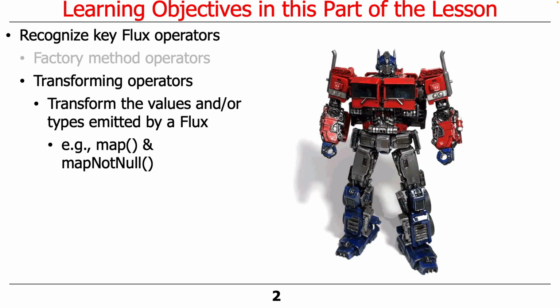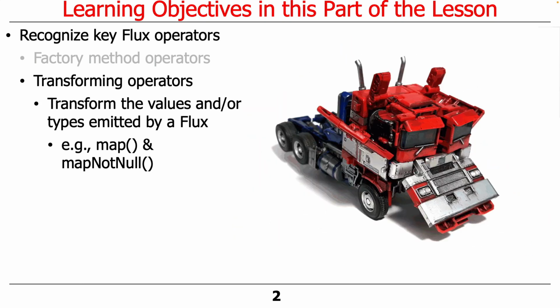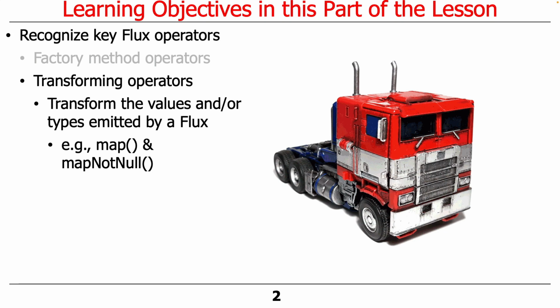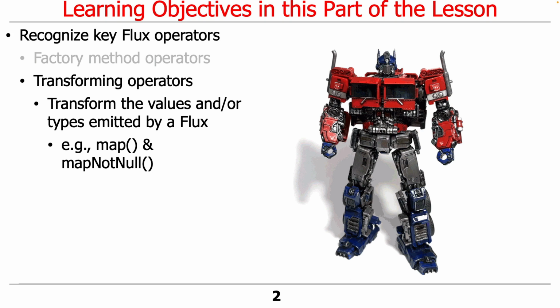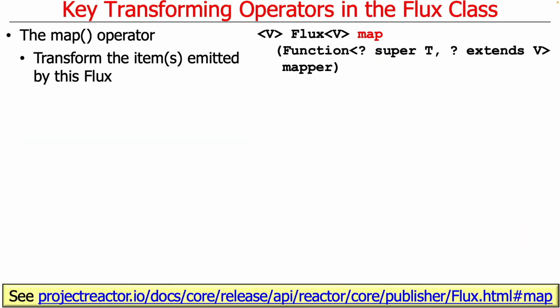And as I'm sure you recall, transforming operators take the values and/or the types that come to them from earlier parts of the Flux stream and will do something to them. They'll transform them in some way. So we'll start first by talking about the map operator, which transforms the items that are emitted by the flux. You've seen something like this before.